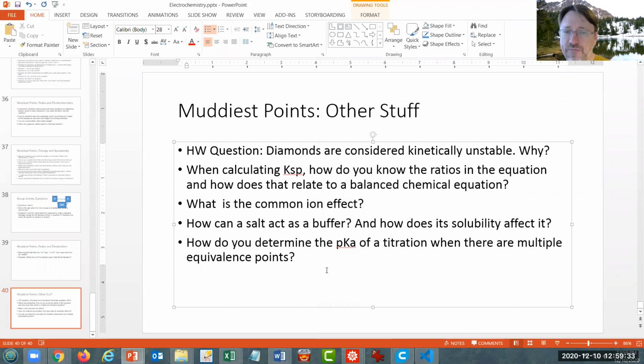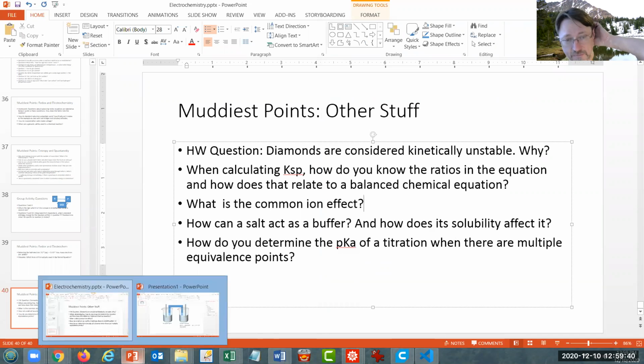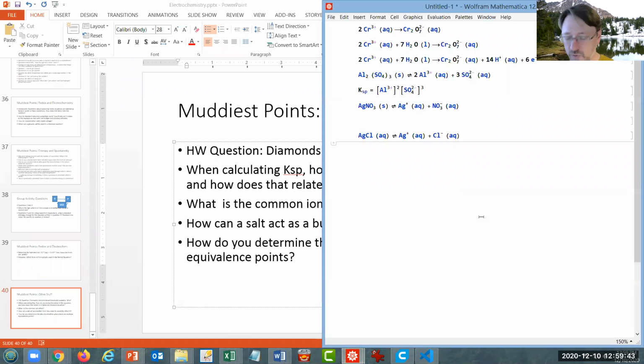How can a salt act as a buffer, and how does its solubility affect it? So a buffer is very specifically a case where you have an acid, and its conjugate base in equilibrium with each other, and you have close to the same amount of the acid and its conjugate.